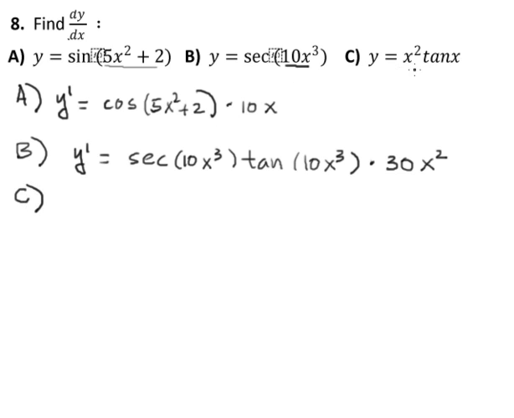And for c, we have the product of two functions, so we'll do a product rule. y prime is equal to the first, x squared, times the derivative of the second, the derivative of tangent, which is secant squared x, plus the derivative of x squared times the second function.